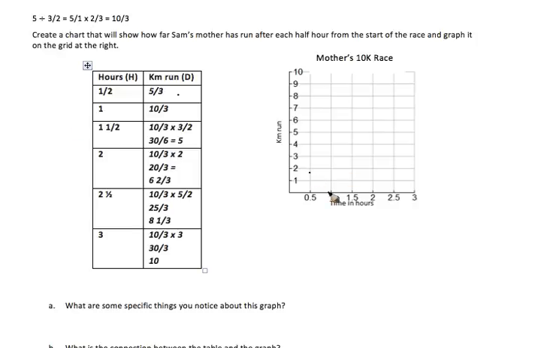At the 1 hour mark, she should be at 10/3, which is 3 1/3. And again, we will approximate that point on the graph. At the 1.5 hour mark, she should be at 5. At the 2 hour mark, she'll be at 6 2/3. At the 2.5 hour mark, she'll be at 8 1/3. And at the 3 hour mark, she will be at the 10.